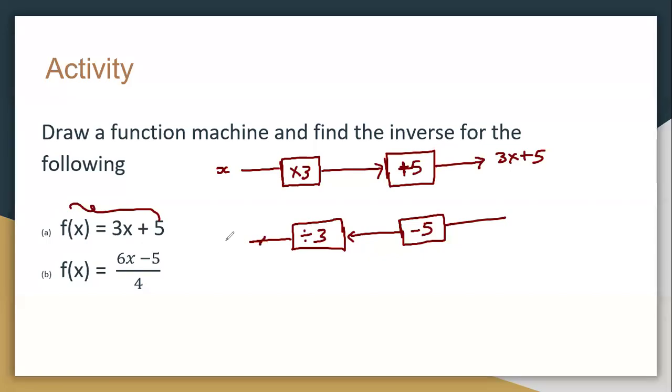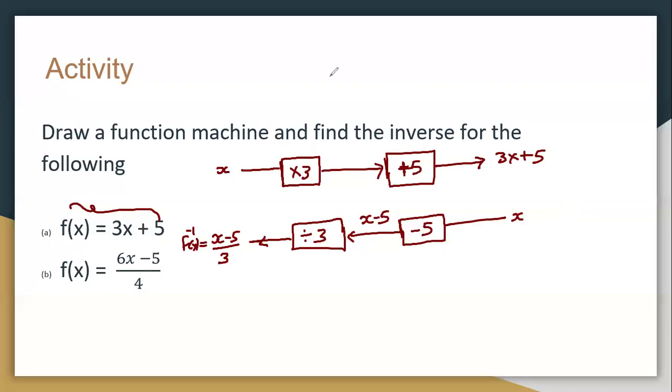And what's going to be the inverse? So it will be 5 minus x. There we shall have 5 minus x. Then it will be x minus 5 divided by 3. Okay.